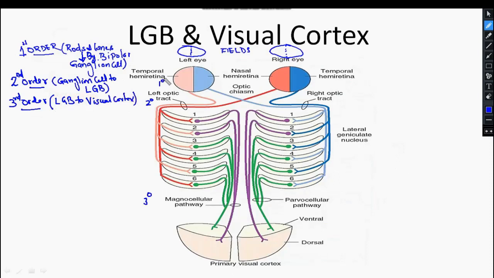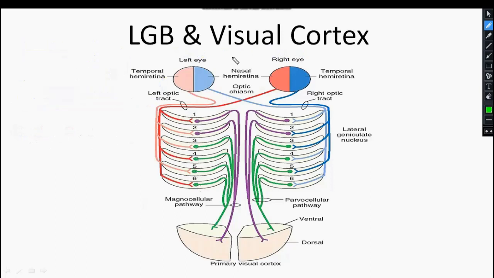Here you can see the first order is in the retina, whereas the second order is from the ganglion cell, outside of the retina, to the lateral geniculate body, and the third order is from the lateral geniculate body to the cortex. This lateral geniculate body is actually divided into 6 different layers, or laminae, you can see: 1, 2, 3, 4, 5 and 6.